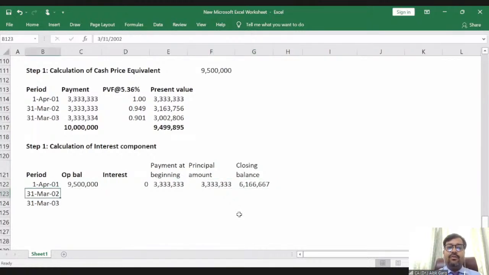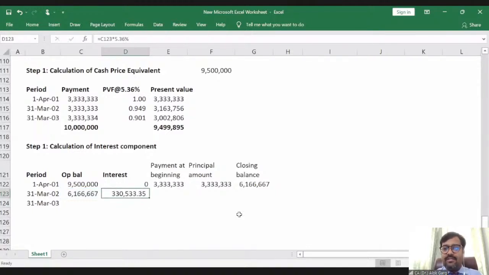I am only talking about 1st April. But when I reach 31st March 2002, what is my opening balance? My opening balance is 61,66,667. At the end of 1st April, my balance was 61,66,667, so this is my opening balance for 31st March 2002. And on this 61,66,667, I have to pay an interest of 5.36% per annum.